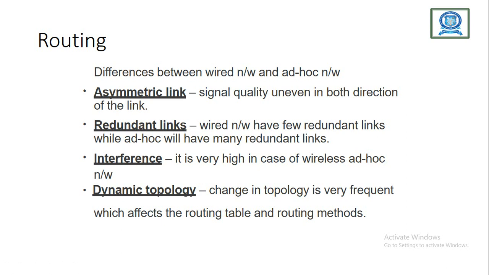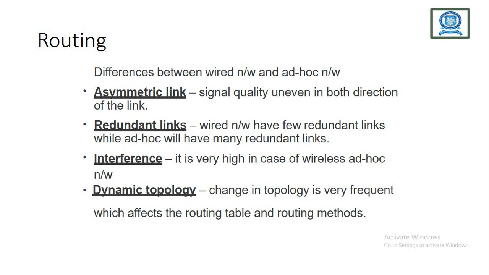What is the main difference between wired network routing and ad hoc network routing? First we see the term asymmetric link. In ad hoc network routing, signal quality is uneven in both directions, but in a wired network the signal quality is even for both directions. Here we use an open environment, so the signal quality is uneven in both directions.